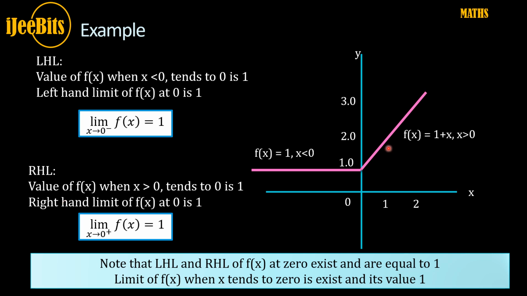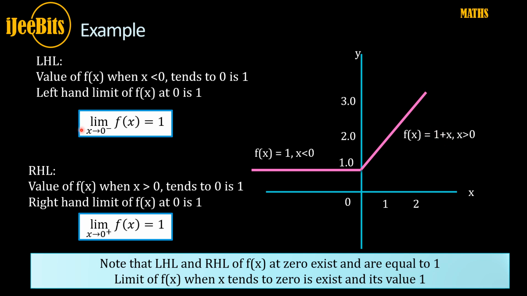Let's look at the right hand side also. The value of f of x when x is greater than 0, right? When x tends to 0, f of x value approaches 1 in the case of x greater than 0. So we are talking about x greater than 0, which is the RHL, the right hand limit. In this case, when x tends to 0, f of x would become 1.